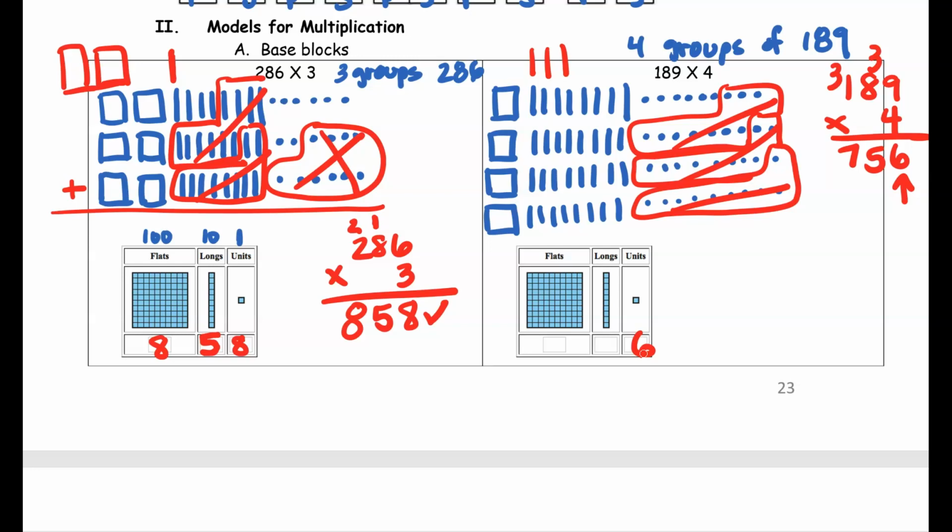Obviously, students, when they learn multiplication, they're going to learn the base blocks before they learn the standard algorithm, so they're not going to do this. But I think for your sake, just practicing, this could be a new method for you.